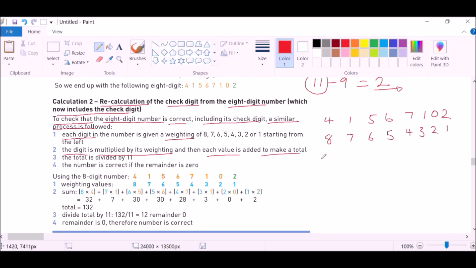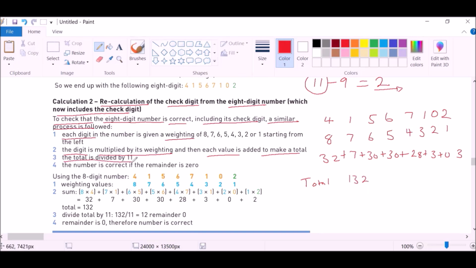So we say 8 times 4 is 32, plus 7 times 1, which is 7, plus 6 times 5, which is 30, plus 5 times 6, which is 30, plus 7 times 4, which is 28, plus 3 times 1, which is 3, plus 0 times 2, which is 0, plus 2 times 1, which is 3. This will give us a total of 132.